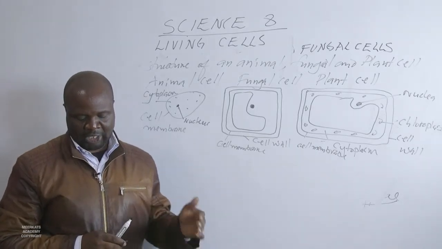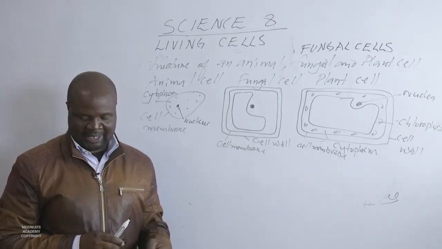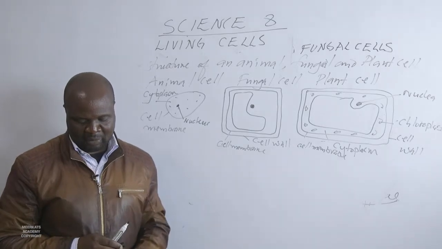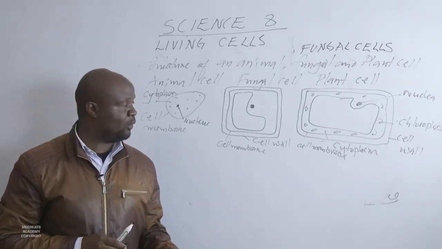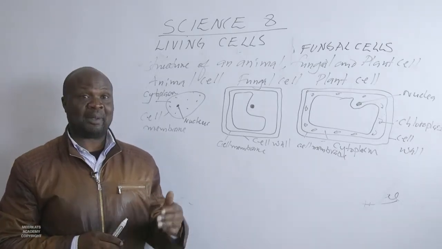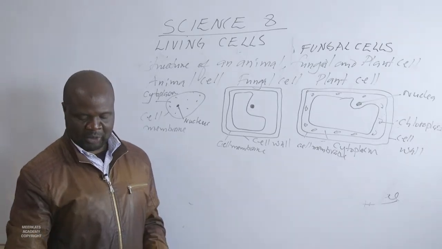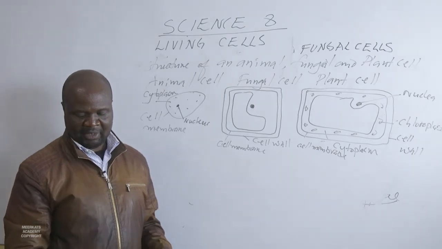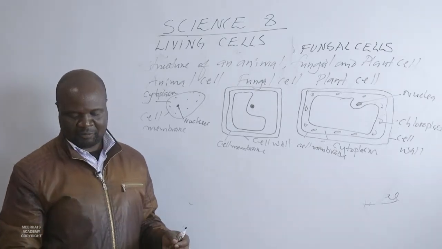Then we shall go to cell wall. What is it and what does it do? Is it in a plant cell or an animal cell? Then we shall finish with the chloroplast. What is it and what does it do? Is it found within a plant cell or an animal cell? So we can have this simple structure that will be showing the functions of cell parts.